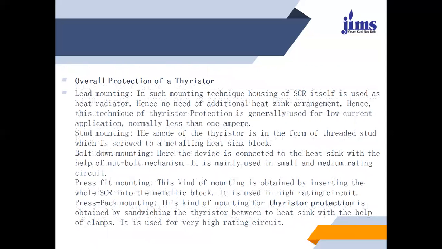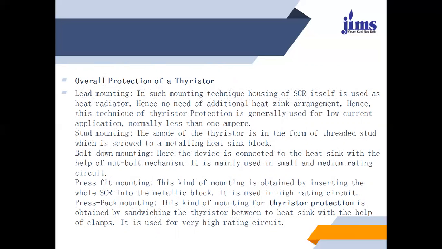Next will be the different heat sink mountings, starting with lead mounting. In such a mounting technique, the housing of the SCR itself is used as the heat radiator. Hence, there is no need for an additional heat sink arrangement. This technique is usually used for low current applications, normally less than 1 ampere.